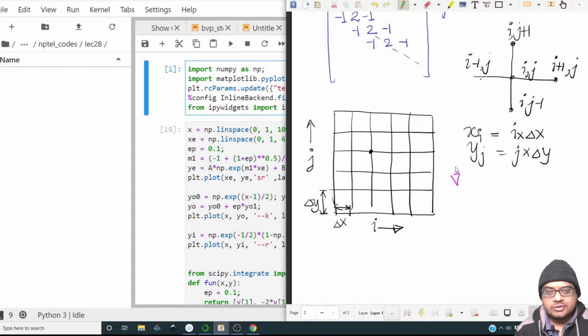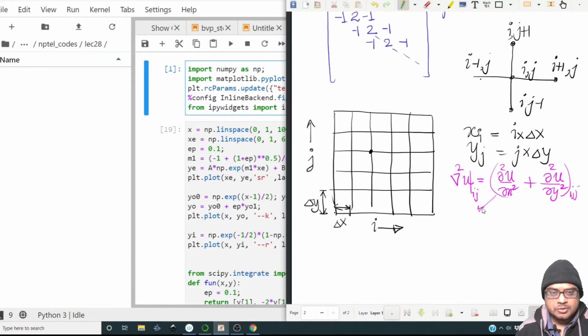So the Laplacian of u at i,j will be ∂²u/∂x² plus ∂²u/∂y², evaluated at (i, j). This particular term we can directly write down, because in one of the previous classes we have written down what the expression for this term should be in the case of an ordinary differential equation.